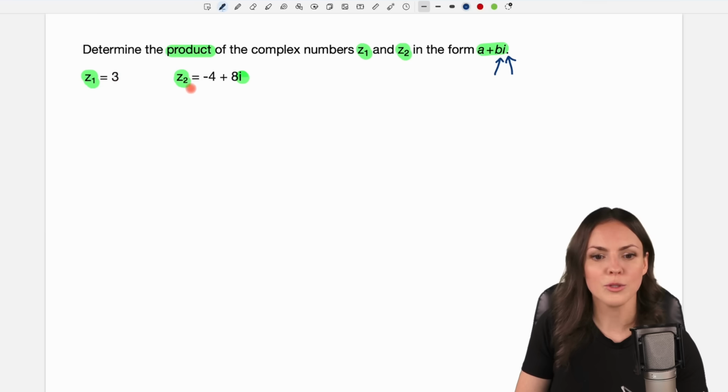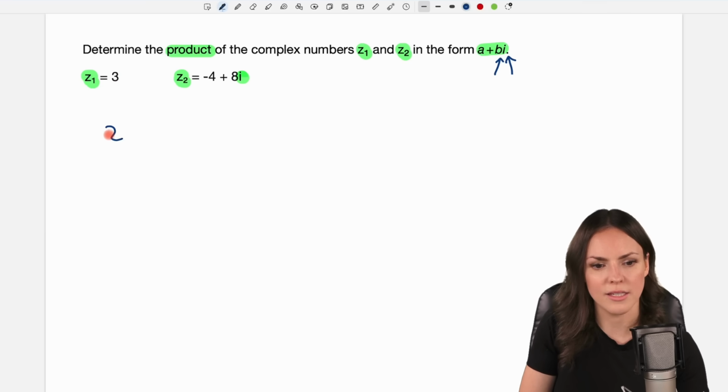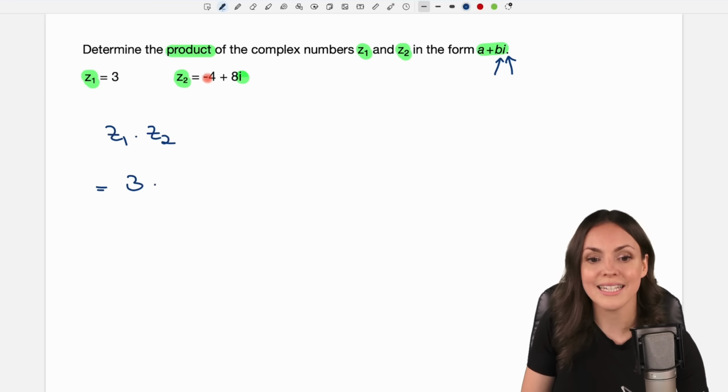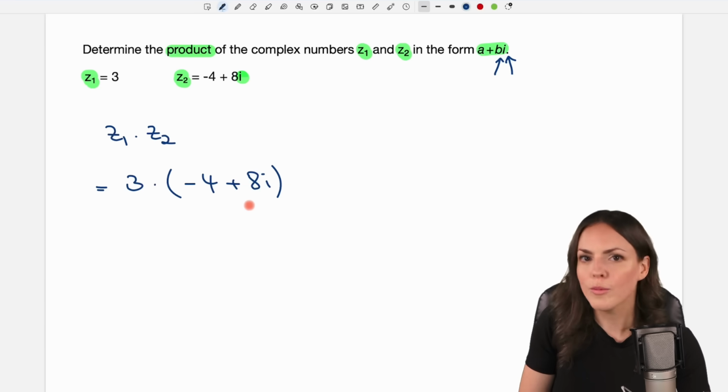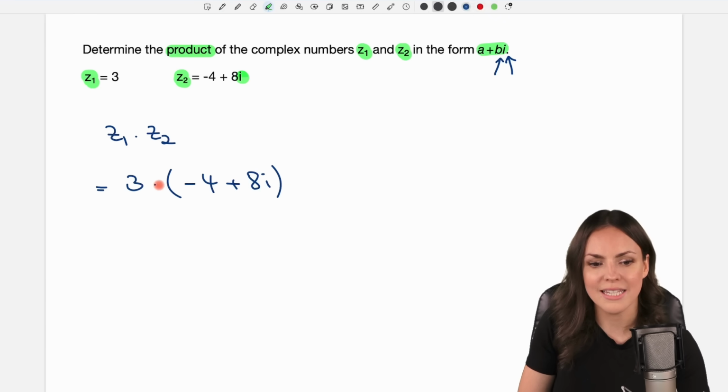Okay, let's multiply these two numbers. So we take z1 and multiply it by z2. z1 is just the 3. We insert 3 in here. And z2 looks like this. We take this whole thing and write it in parentheses because we want to multiply this whole thing by our 3. And now this is just the normal process of getting rid of these parentheses. We just multiply these parentheses by the 3. So we multiply each element in here by the 3.